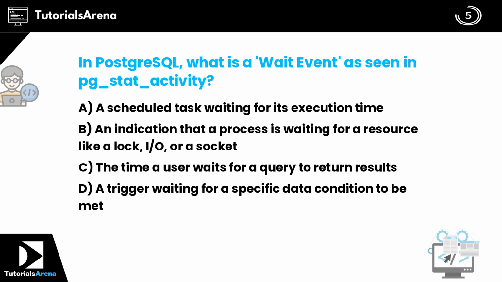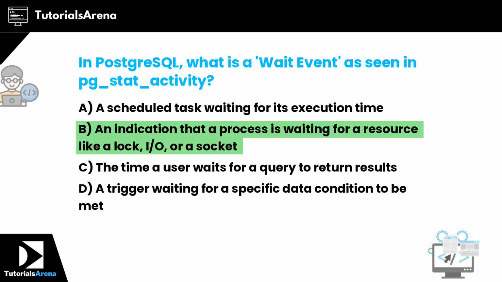In PostgreSQL, what is a wait event, as seen in pg_stat_activity? The correct answer is option B, an indication that a process is waiting for a resource like a lock, I/O, or a socket.